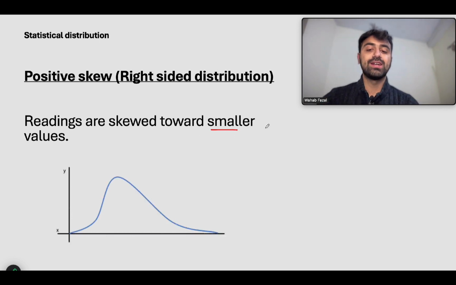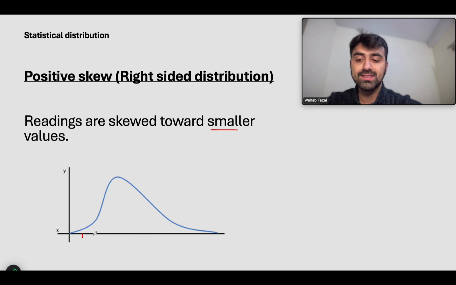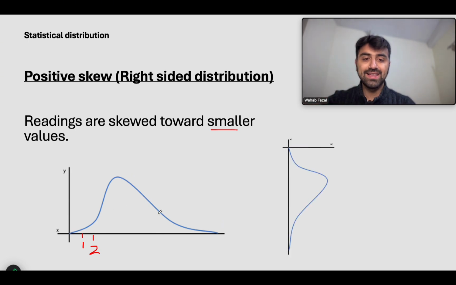So how that looks in terms of a graph is something like this. Assume this graph has values on the x-axis, let's say 1 and 2, and this goes on until 10. So now you know that the readings are skewed towards smaller values. This is positive skew. How I remember positive skew is that if you look at this diagram sideways like this, it kind of looks like a P. So that's how I remember positive skew.